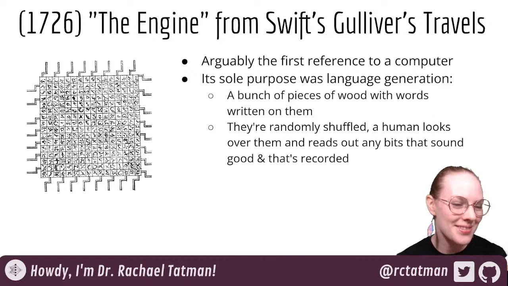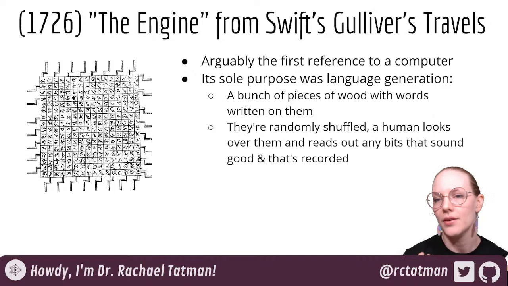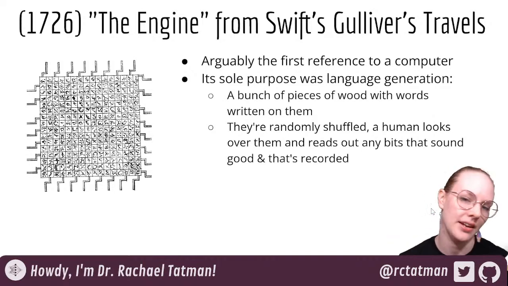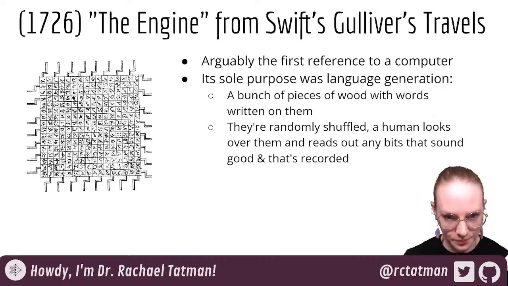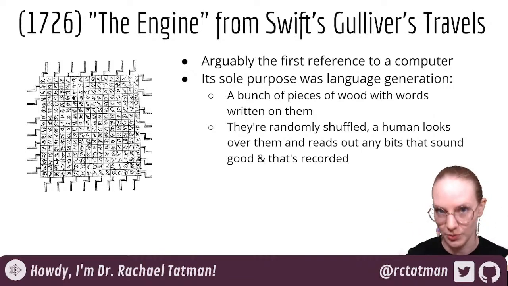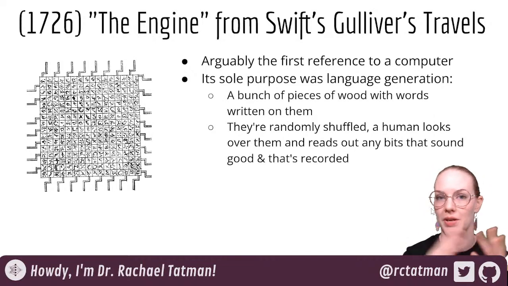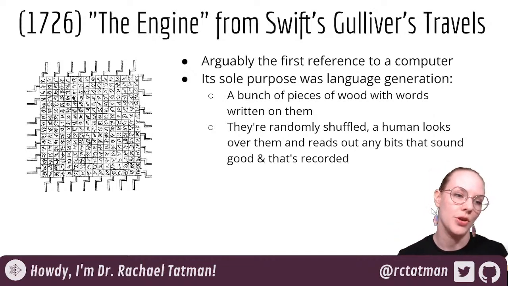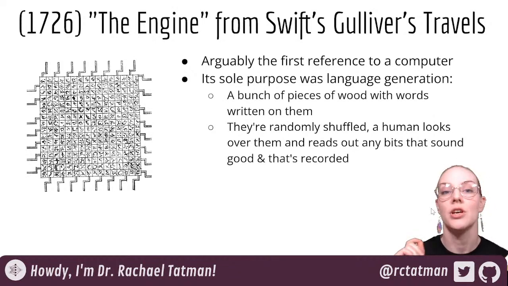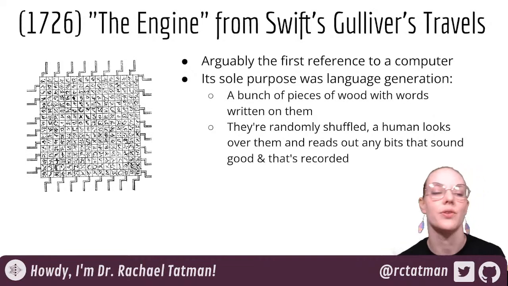Anyway, one of the ideas that he talked about in one of his societies, that was supposed to be so advanced and fancy, is the engine. So you had a bunch of pieces of wood with words written on them, and then they were just randomly shuffled. And someone would look over them, and anything that sounded good from this random shuffling would just be written down and recorded. So you have the combinatorics, right? You have the words, you have the randomness, they're being shuffled. And then you have that sort of cherry-picking human filtering of, oh, this bit looks good. Oh, this bit looks good.